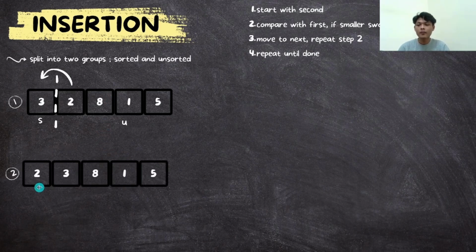So the second step, after we swap it, we go to the next, which is 8. The same process: we compare it with the first portion of the unsorted part. Is it smaller? No. So it is already sorted. So this becomes our sorted part, and this becomes our unsorted part.